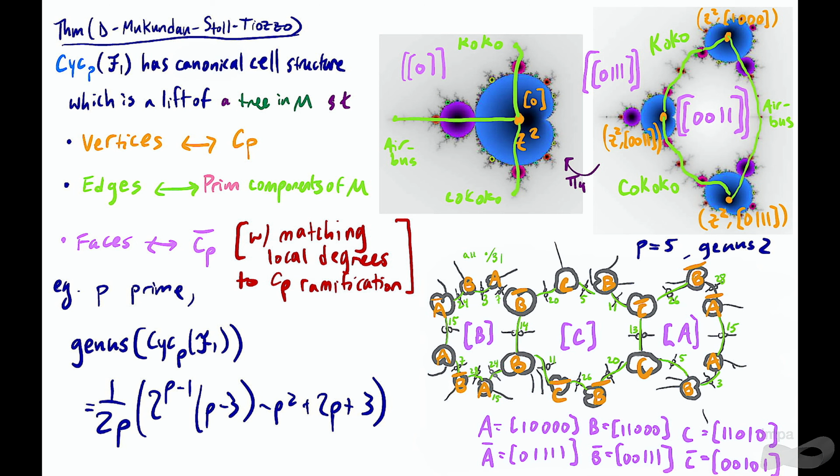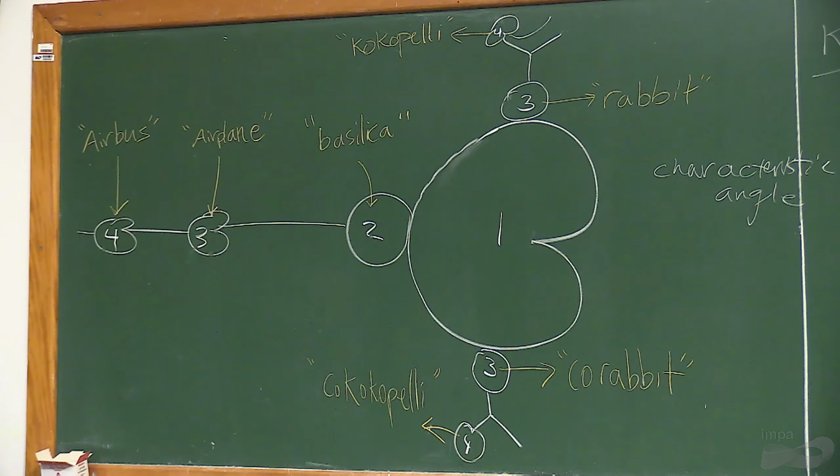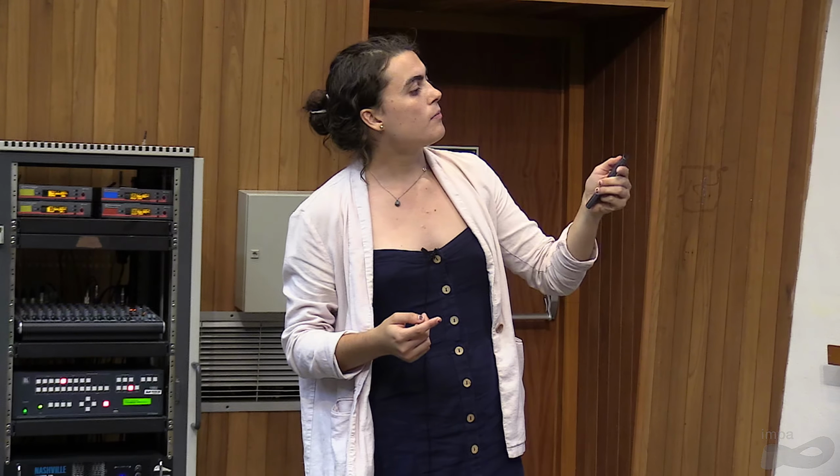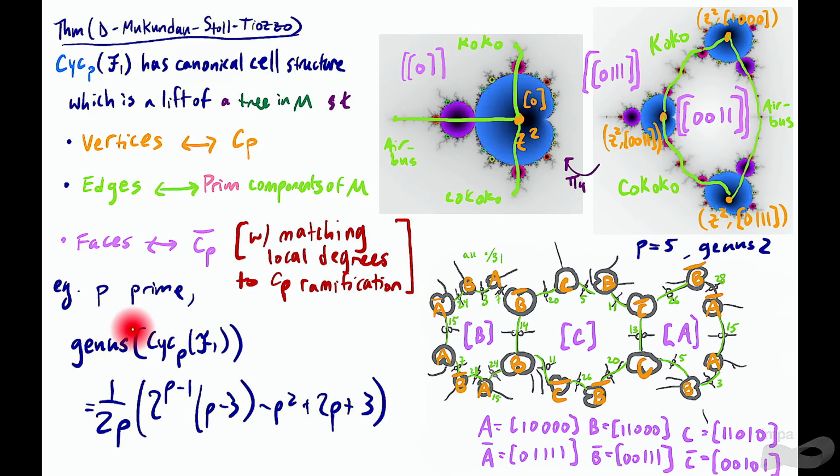All of our edges in our cell structure are going to be lifts of the path from a particular p cycle. For instance, this is the path between the Airbus and z squared. And we understand that these branch exactly over the primitive components of period p in the Mandelbrot set. This is what we saw when we saw that there was a local monodromy around the cusps of our primitive components. And so in that sense, the edges correspond to the primitive components in the Mandelbrot set.